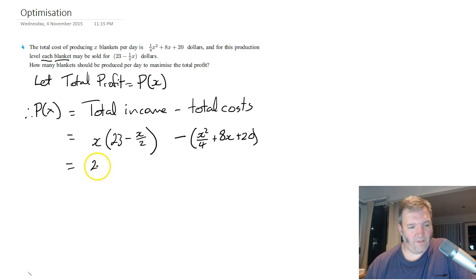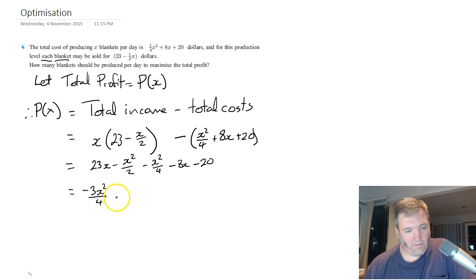Let's expand and simplify this. I'm going to have 23X, take X squared over 2, minus X squared over 4, take 8X, take 20. I'm missing a half and another quarter, so that's negative 3/4 of X squared, so negative 3X squared over 4. I'm going to have 23X here, subtract 8X, so that is plus 15X. And finally I've got the minus 20 on its own. So this is all P of X.